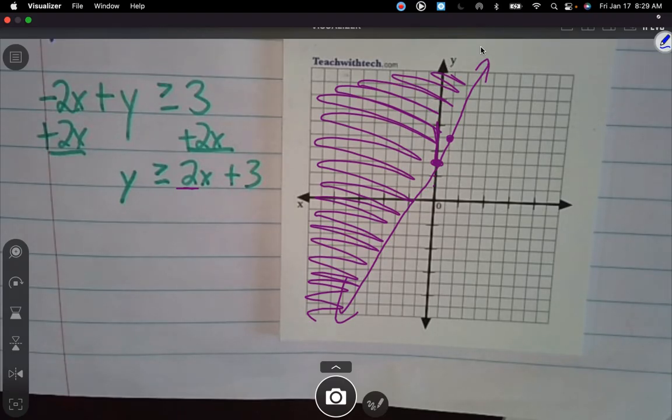How was that one? Are we getting it? Let me do another one where I have to rearrange my equation, because it may look a little different.